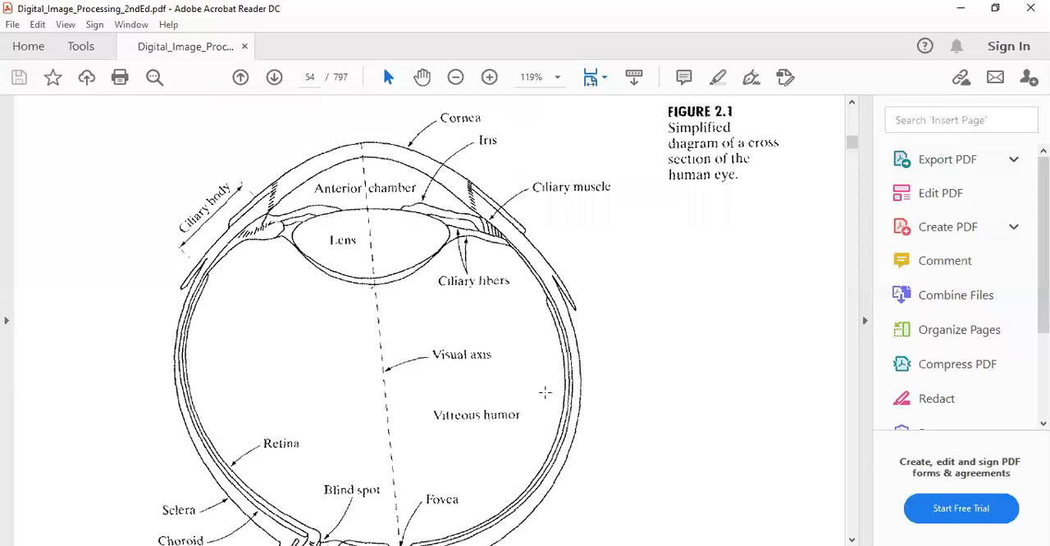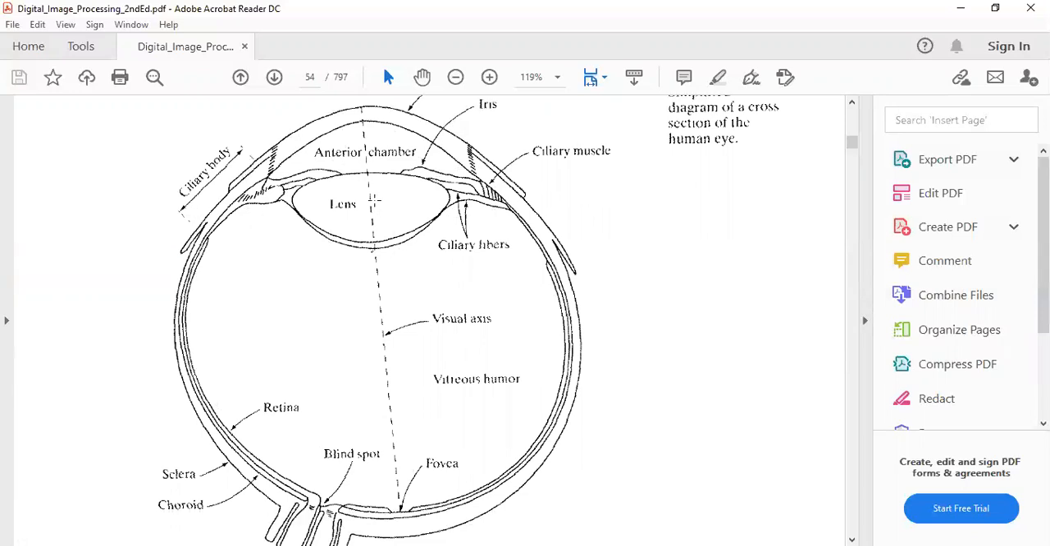The eye is a sphere. The shape of the eye is a spherical shape. These are some of the important components or muscles of an eye. We have a cornea, iris, then anterior chamber, this is the chamber. Then we have ciliary body, then lens, then ciliary muscle, ciliary fibers.